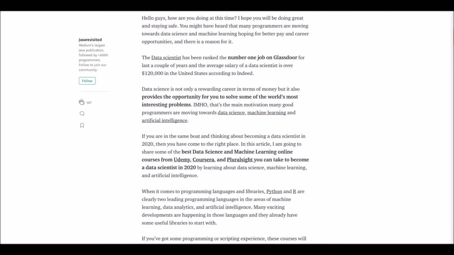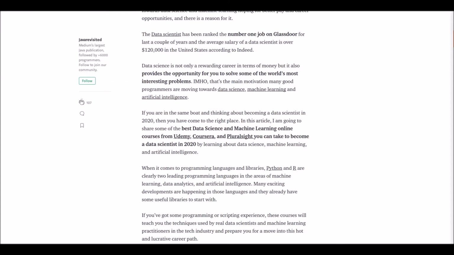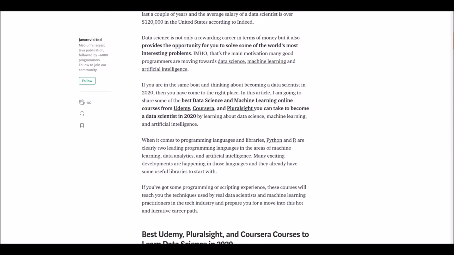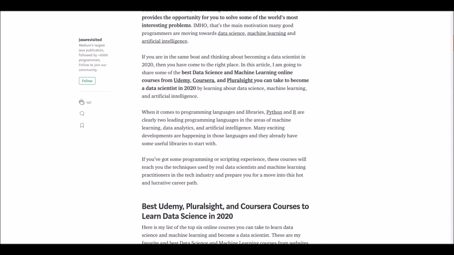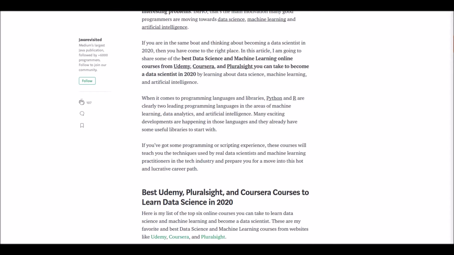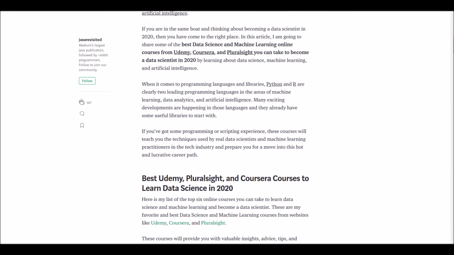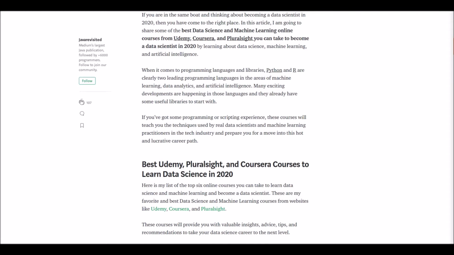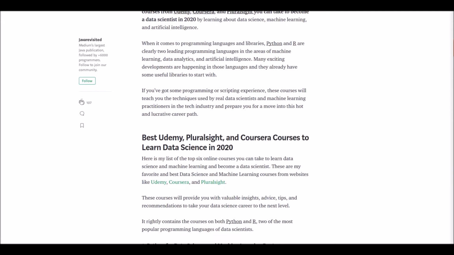We chose data science because data science has been ranked number one job on Glassdoor in the last couple of years. Do you believe? According to Indeed, the average salary of data scientists is around $120,000. Do you know, data science not only gives us the money, it is a very fun subject because it provides the opportunity to solve the most interesting real-world problems. Okay, let's look at some of the best courses that will give you data science and machine learning skills.